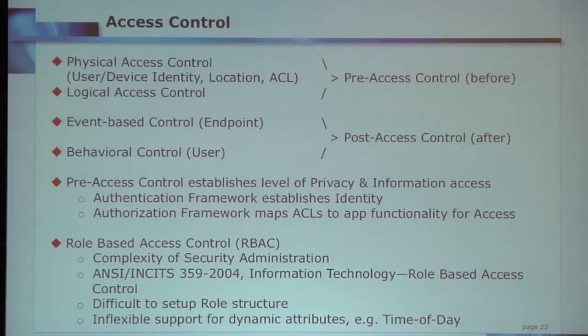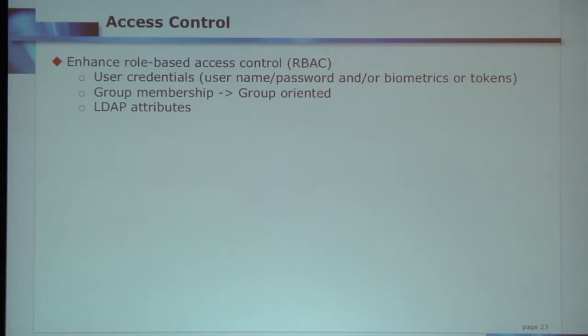Now, there were two main areas where role-based access control has been heavily criticized. One was the difficulty in establishing the initial role structure, and the second one was its inflexibility to sufficiently support dynamic attributes such as time of day, right, which you may want to use in an access control decision. So the thought presently, what many people think, is enhancing or maybe even replacing role-based access control altogether with a more rule-based approach, which is provided by attribute-based access control.